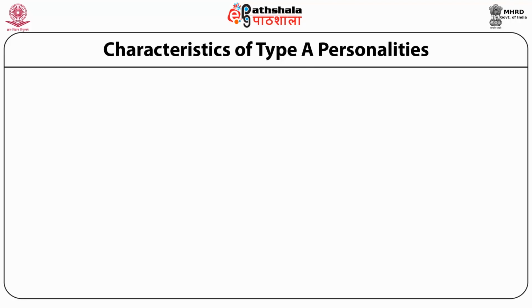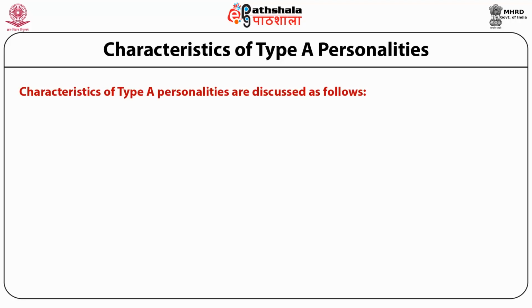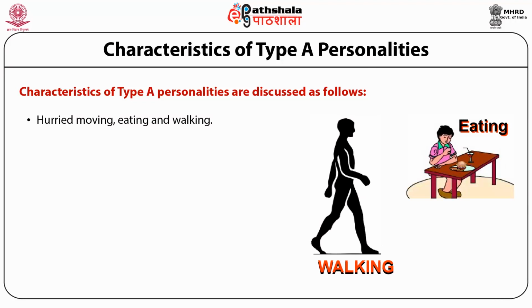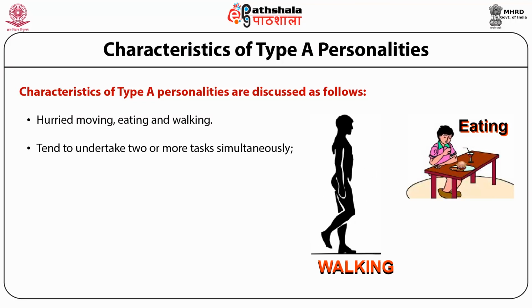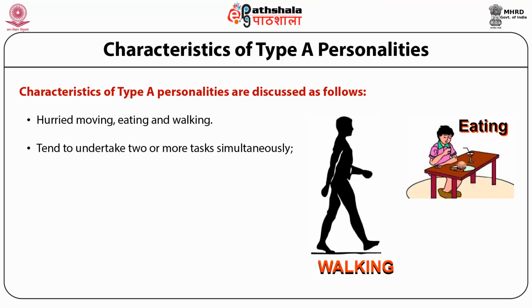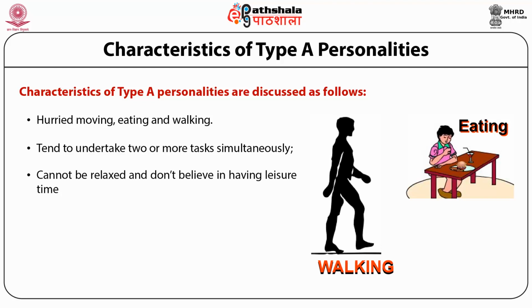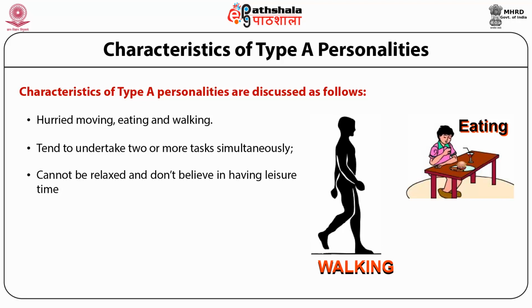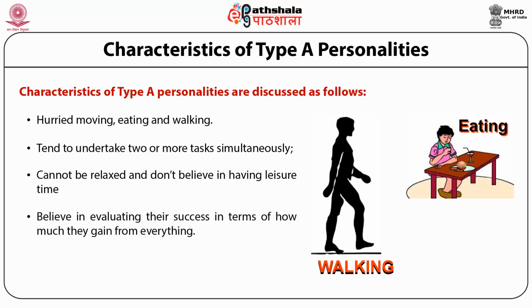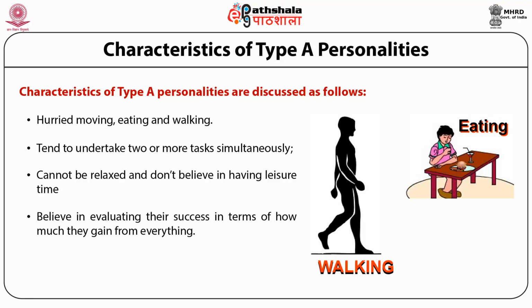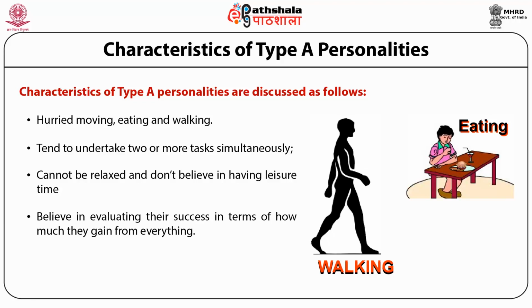Characteristics of type A personalities. Major characteristics of type A personalities are that they are usually moving very hurriedly, eating and walking. Type A personalities tend to undertake two or more tasks simultaneously. Type A personalities cannot be relaxed and do not believe in having leisure time. Type A personality people believe in evaluating their success in terms of how much they gain from everything.